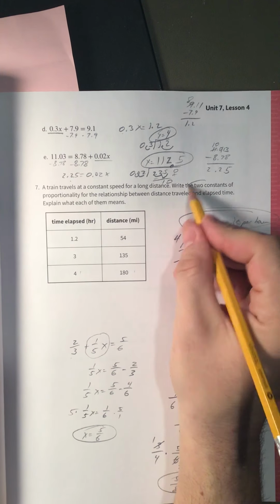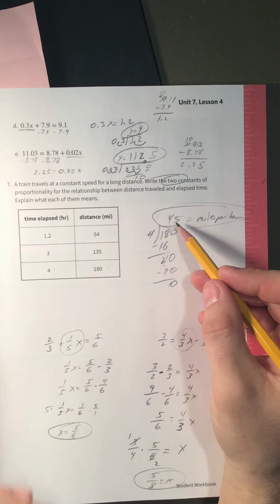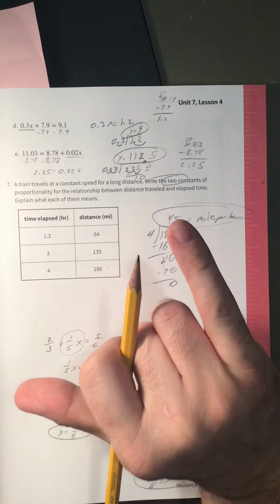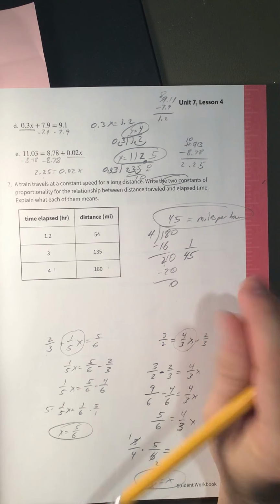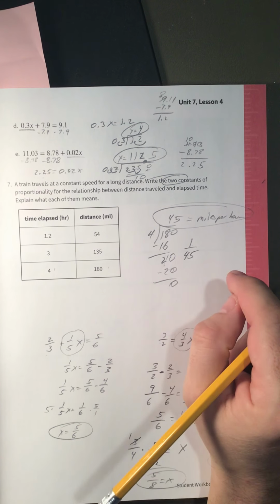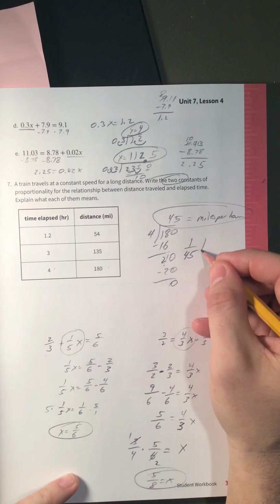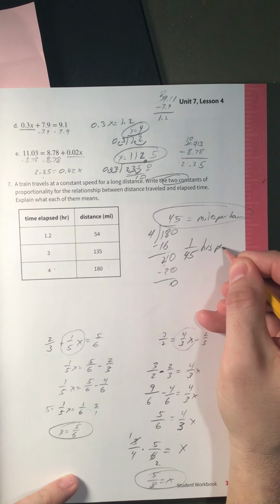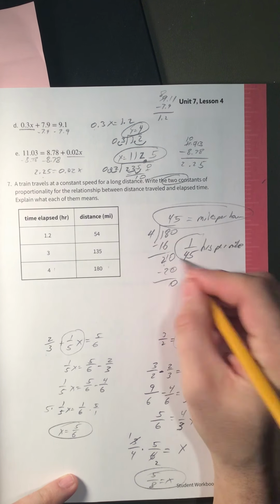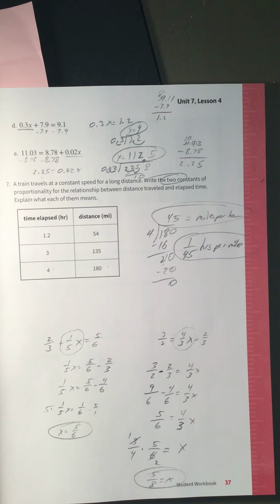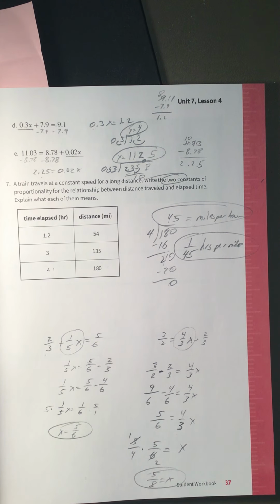Notice it did say I want two constants of proportionality. So 45 or 45 over 1, if I flip it over, if I reciprocal it, I'm going to get 1 over 45. And that exchanges my labels as well. Instead of miles per hour, it's going to be hours per mile. How long it takes me to go 1 mile. Those would be my two constants of proportionality. So if you have one, you just reciprocal the other.